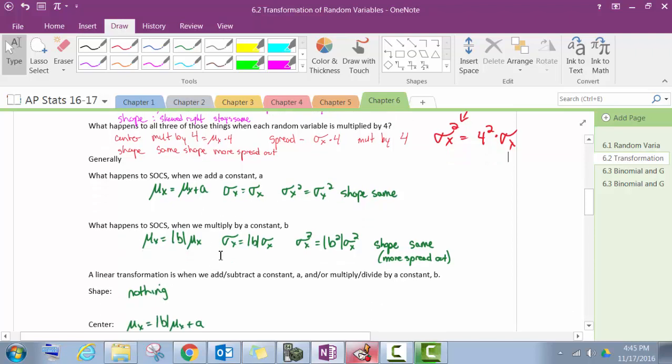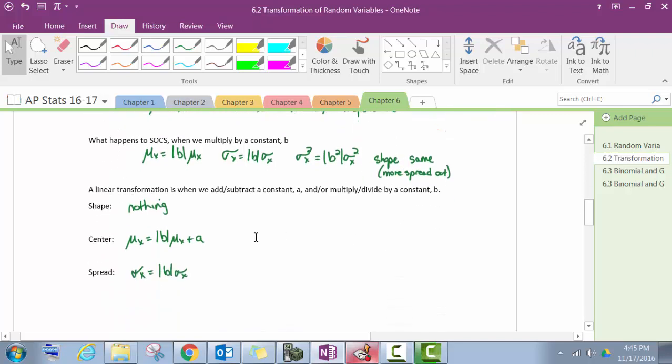What happens when we multiply by a constant? We multiply by the absolute value to the mean, to the standard deviation, the constant squared to the variance, and the shape is the same but more spread out. So what happens if we do both? The shape, nothing happens. The center, we multiply by the b plus the constant. So we might have to do both. The spread, you just multiply. So when you add, the spread doesn't change. We just shift.